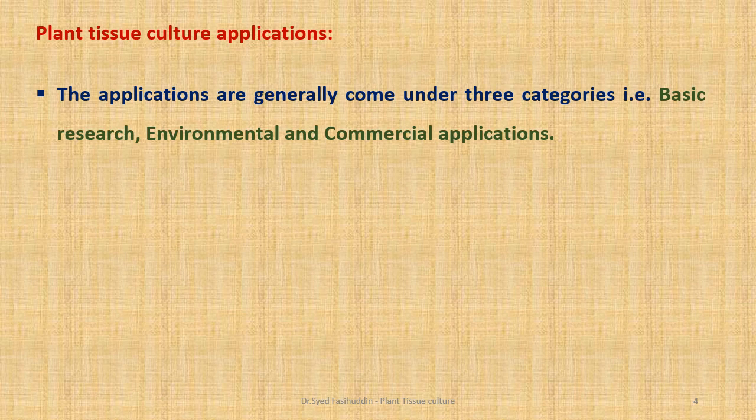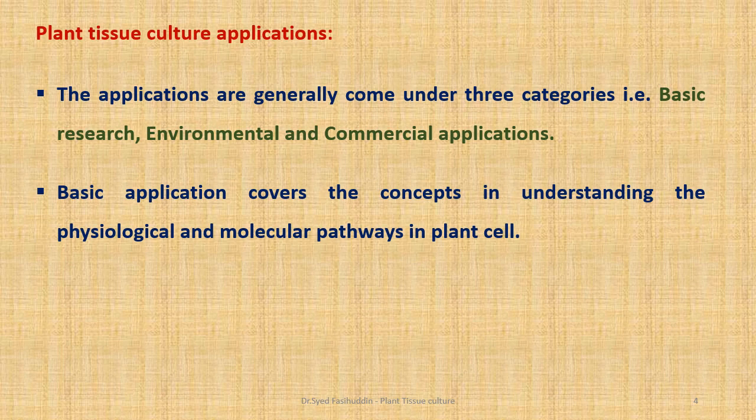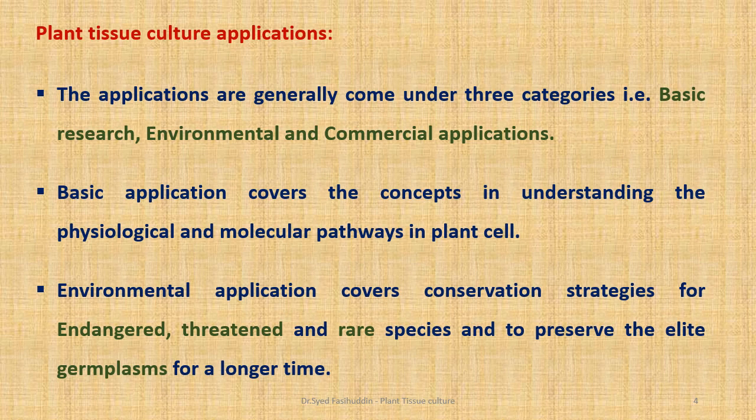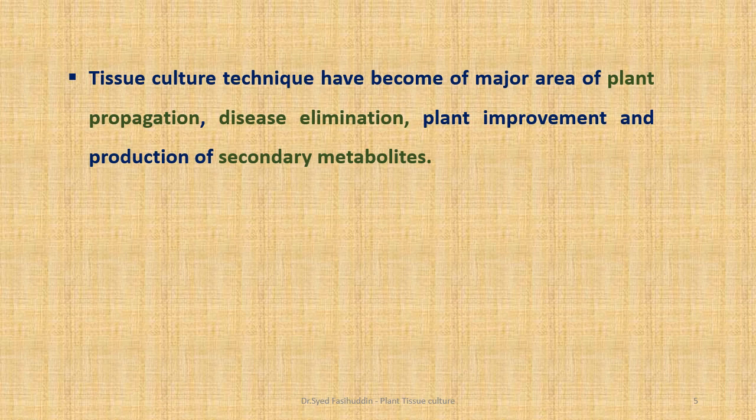Applications of plant tissue culture. The applications generally come under three categories, that is basic research, environmental, and commercial applications. The basic application covers the concepts in understanding the physiological and molecular pathways in plant cells. Environmental application covers conservation strategies for endangered, threatened, and rare species, and to preserve the allied germplasm for a longer time. Tissue culture techniques have become one of the major areas of plant propagation, disease elimination, plant improvement, and production of secondary metabolites.